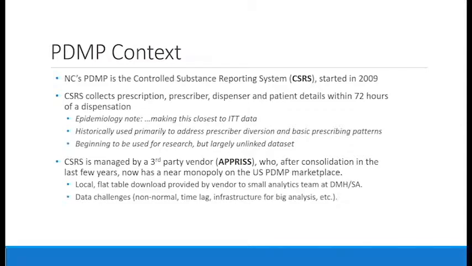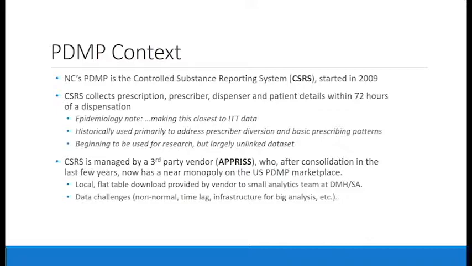So, PMP context. North Carolina's PMP is the Controlled Substance Reporting System, CSRS. Started in 2009, but really ramped up with an updated use in 2010. CSRS collects prescription, prescriber, dispenser, and patient details within 72 hours of a dispensation. So if you're doing EPIs, that's more of an intent to treat. You have to pick up your pills. This isn't necessarily people are using them; they may not be taking them themselves. And it's not just being prescribed; it has to be filled and picked up.